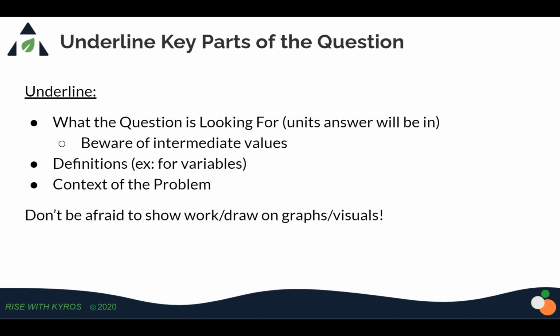The SAT is a little tricky in that, especially with the multiple choice, a lot of the answers in the math section are values that you find when you're doing the question, but they're for intermediate steps. So they're not actually the final answer that the question is looking for. So if you underline what the question is looking for, and that's usually in the last sentence of a word problem, then you'll know what units your answer should be in and what your end goal is.